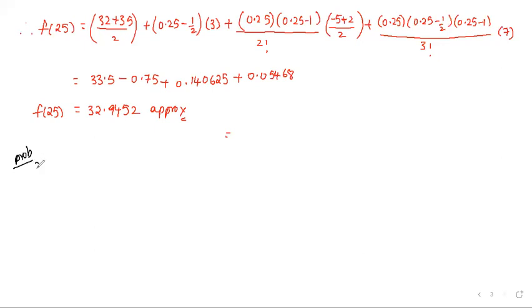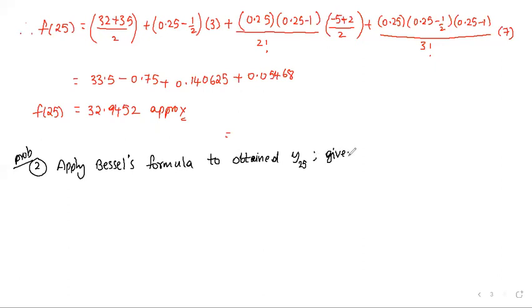And the second problem, problem number 2. Apply Bessel's formula to obtain y25, given y20 is equal to 2854, y24 is equal to 3162, y28 is equal to 3544, y32 is equal to 3992. So this is the given data.